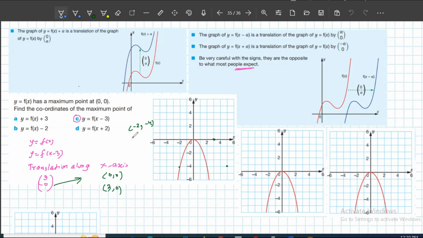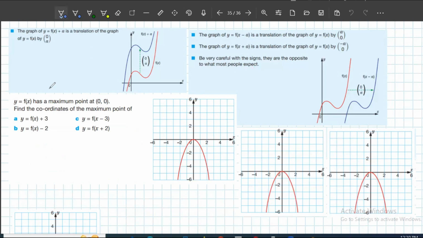We are applying the translation on the x-axis, so the effect will come on the x-coordinate. So -2 plus 3 gives us 1, and the y stays -4. So straight away, 1, 2, 3, here you will find (1, -4), and then you just connect. This is your new curve. I hope you get it. This is the translation in the x-axis with translation vector (3, 0). Same as this, we can try the last one and see how to solve it.